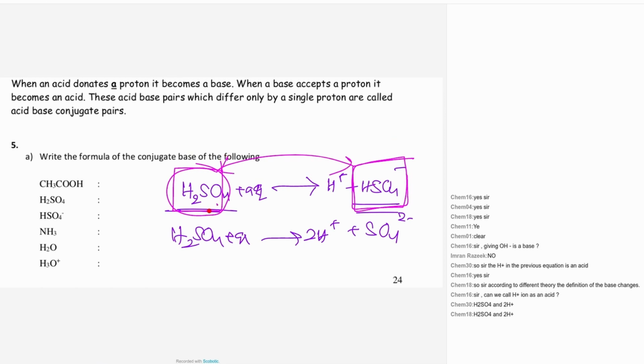So a conjugate pair always differs by a single proton, right? And likewise, you have sulfuric acid and sulfate. It is not a conjugate pair because the difference is not a single proton. It is two protons. Conjugate acid-base pairs differ by only a single proton.